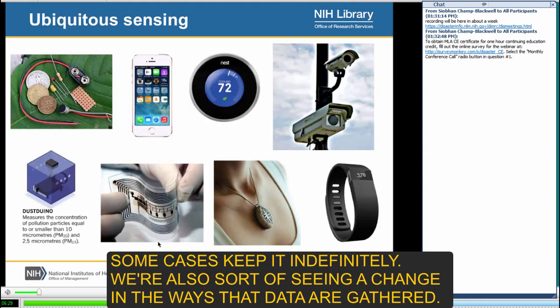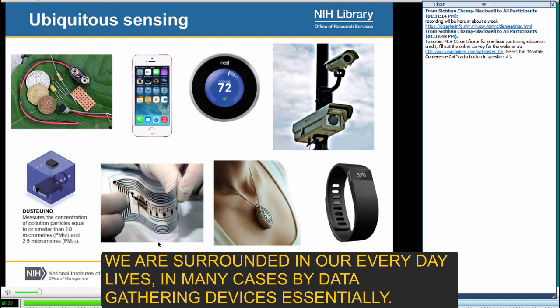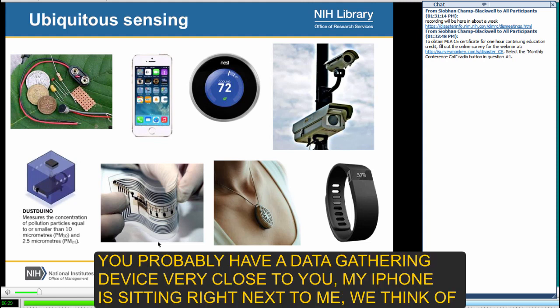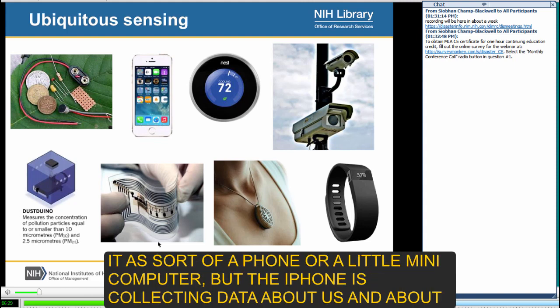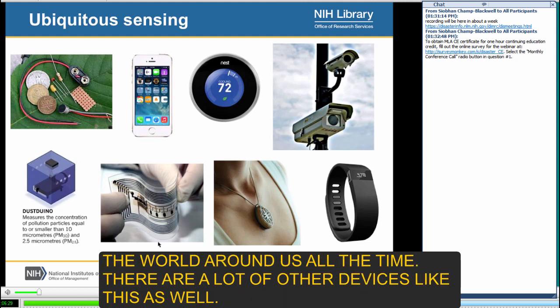We're also seeing a change in the ways that data are gathered. We are surrounded in our everyday lives, in many cases, by data gathering devices. You probably have a data gathering device very close to you. My iPhone is sitting right next to me. We think of it as just a phone or a little mini computer, but the iPhone is collecting data about us and about the world around us all the time. And there are a lot of other devices like this as well.